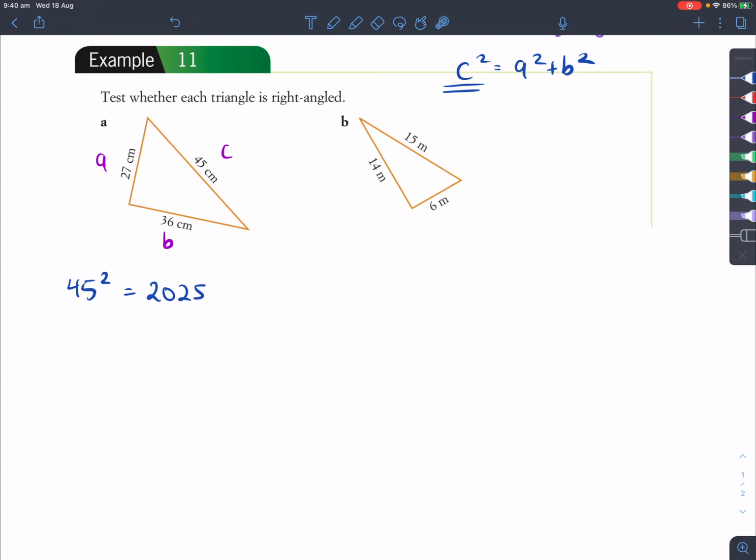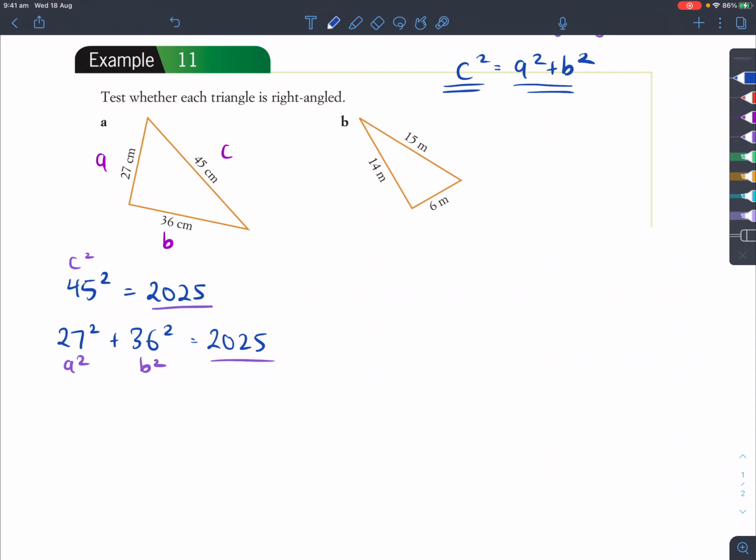But now if I test out the right hand side, a squared plus b squared, we'll have 27 squared plus 36 squared. If I type that on my calculator, 27 squared plus 36 squared also gives me 2025. So what do we notice then? We notice that this, which is c squared, is equal to a squared plus b squared. These two are the same results.